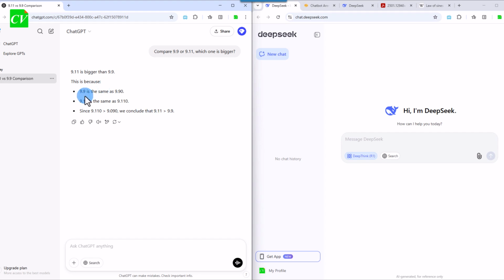It said this is because 9.9 is the same as 9.90, and 9.11 is the same as 9.110. Since 9.110 is greater than 9.090, we conclude that 9.11 is greater than 9.9. This is wrong. Here it said that this one is greater than this one, but 9.090 does not appear above. So anyway, this is totally confusing and unclear. Okay, now let's take a look at DeepSeek.